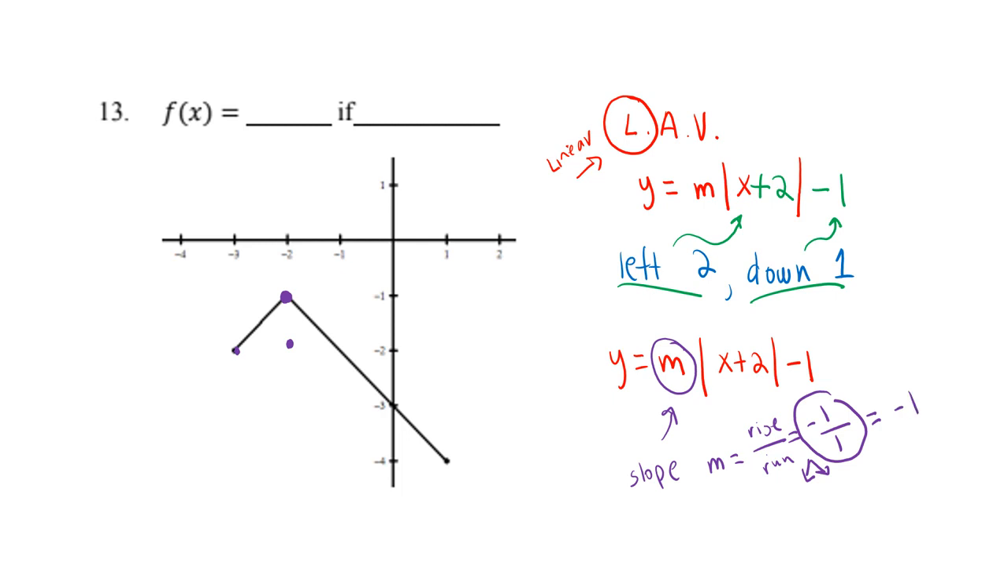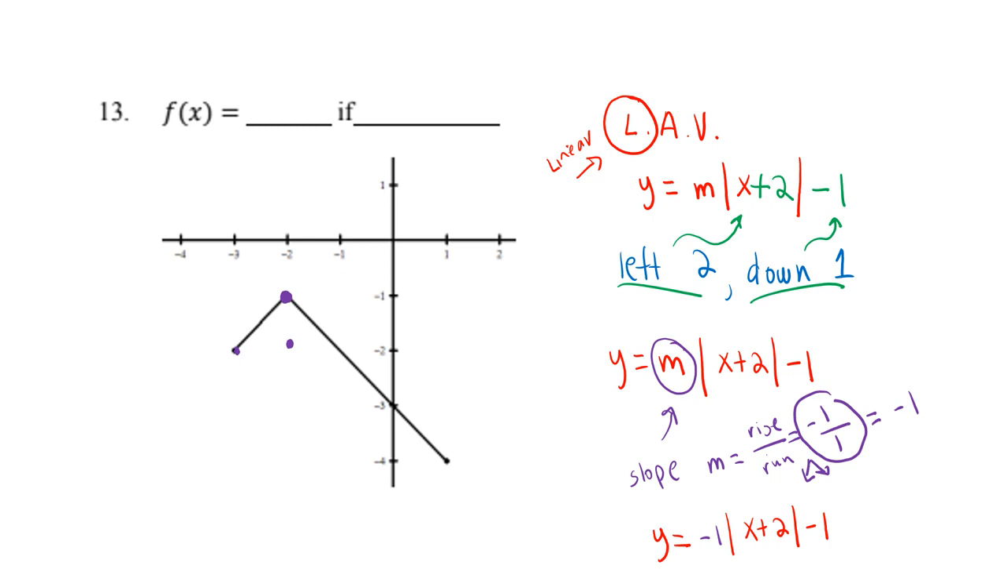We can just write it as -1 and substitute it back in. So that equation is actually y equals, our slope is -1, absolute value, x plus 2 minus 1. Again, with that -1, you don't actually have to write it.